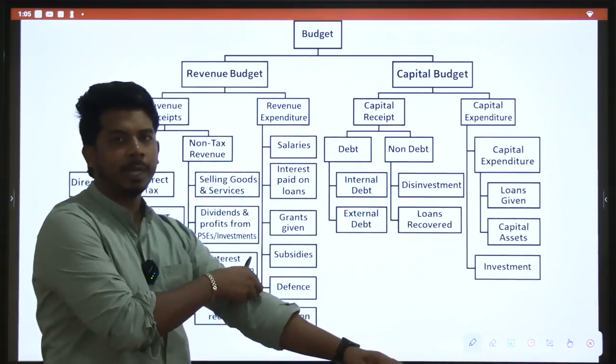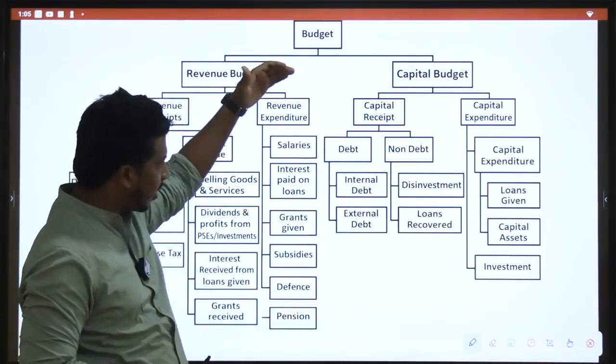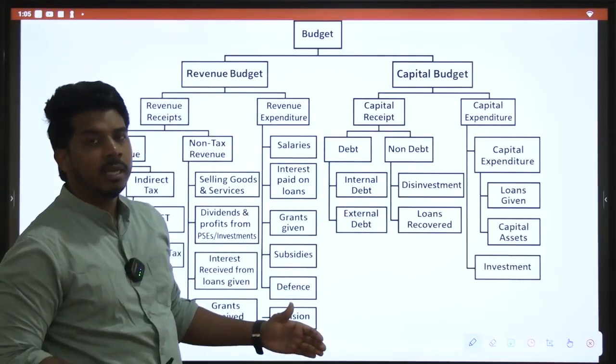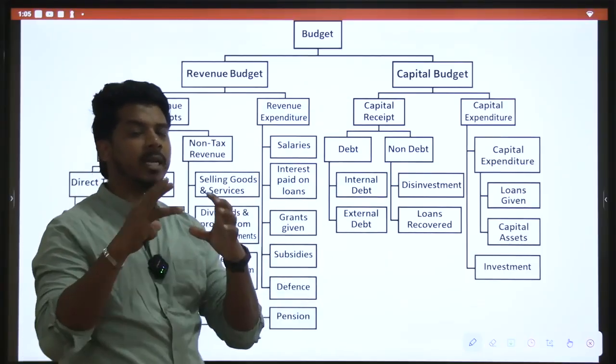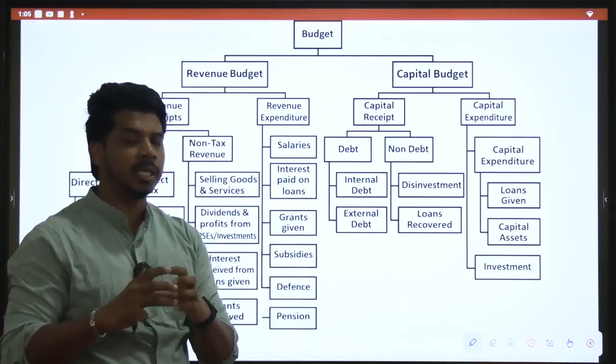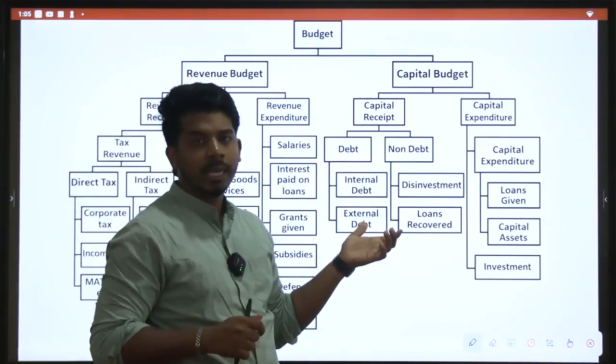Now moving on to capital budget. So why am I telling you this? Here lies the strategy of how to fiscally consolidate. Without understanding this, you cannot understand how government is doing this fiscal consolidation, which is mentioned in the economic survey. Okay, so coming to the capital budget.